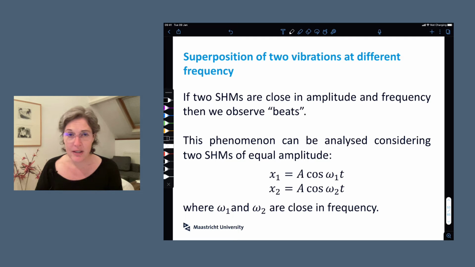There is one particular case that we can look at that's quite interesting. If we've got our two simple harmonic motions and they're close in amplitude and close in frequency, then we observe what are called beats. So again, we're going to consider this using two simple harmonic motions, and we're going to give them the same amplitude, but slightly different frequencies. So we're really thinking of omega 1 and omega 2 as being very close.